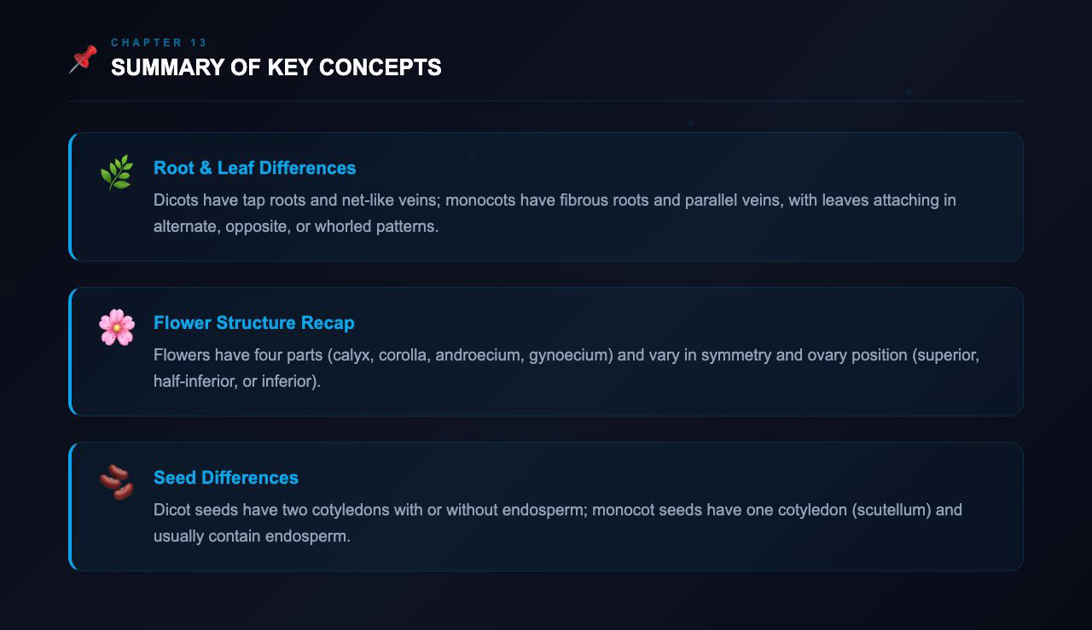Flowers have 4 main parts: calyx, corolla, androecium, and gynoecium. They can be symmetrical or not. The ovary position varies, being superior, half inferior, or inferior. Seeds also differ. Dicot seeds have 2 cotyledons, with or without endosperm. Monocot seeds have 1 cotyledon, called the scutellum, and usually include endosperm.